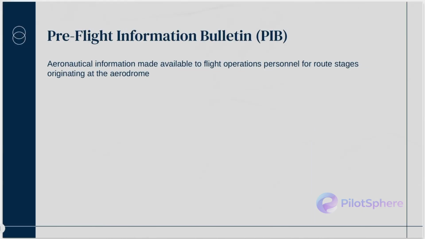And finally, we come to the pre-flight information bulletin. This is aeronautical information that is made available to flight operations personnel for route stages originating at the aerodrome. Basically, it is up-to-date information for my particular planned flight, and it is provided to me prior to the departure itself.